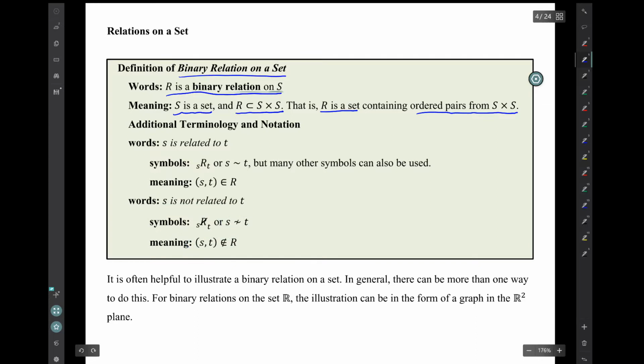Now it's often helpful to illustrate a binary relation on a set. In general, there can be more than one way to do that. For binary relations on the set of real numbers, the illustration can be in the form of a graph in the R2 plane.